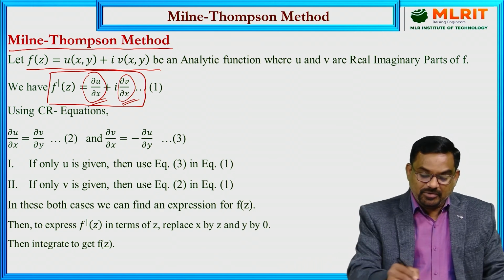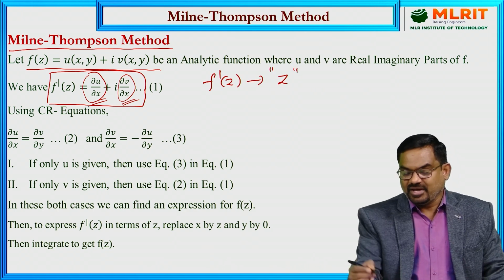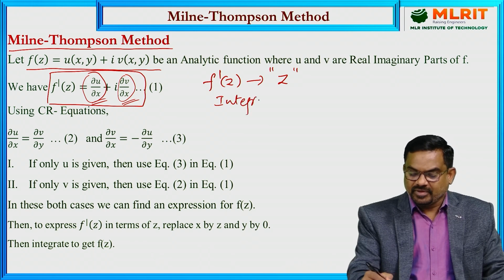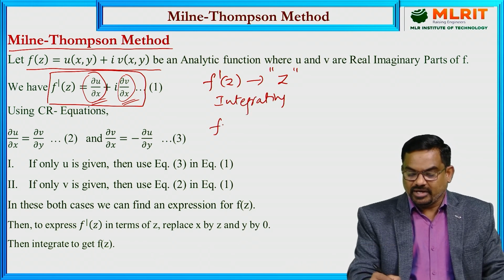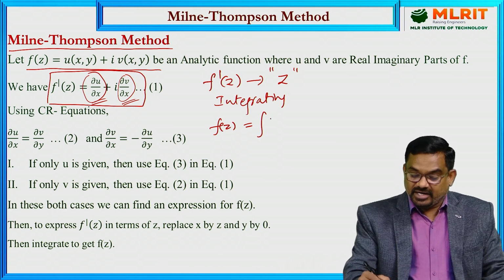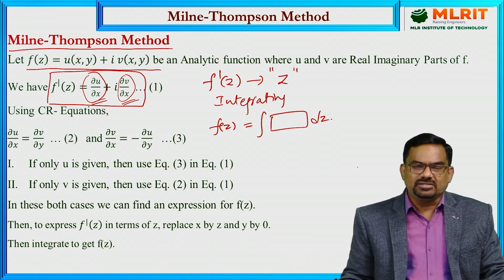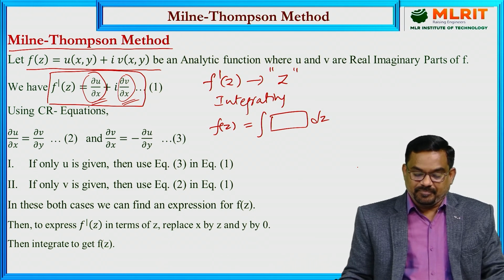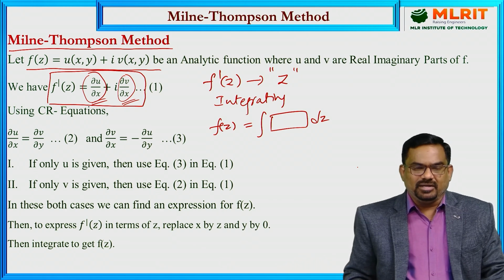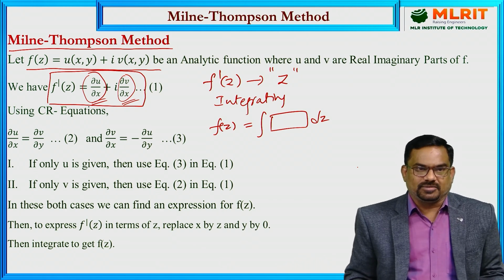Now, if we have an expression in terms of z, a function of z, then just by integrating we can find what f of z is. So we integrate this right hand side function with respect to z. That gives the required analytic function. That's why we consider this f dash z, which can be calculated using dou u by dou x plus i into dou v by dou x.